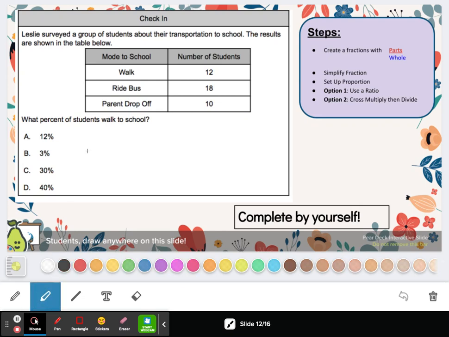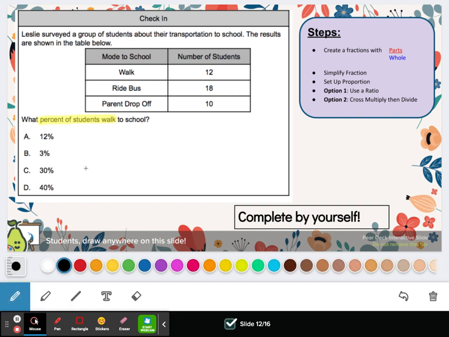Okay, here it says Leslie surveyed a group of students about their transportation to school. The results are shown in the table below. So these are the results, and then it says what percent of students walk to school. Okay, so we need to figure out the percent of students that walk to school.